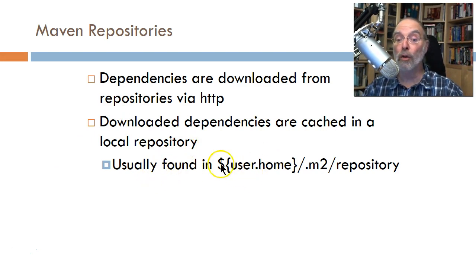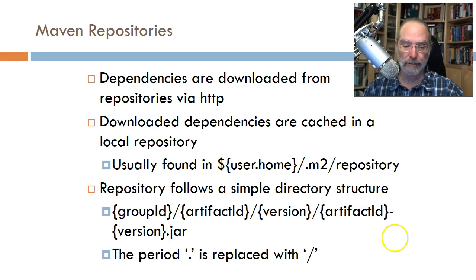And oh yes, that local repository is normally found in, well, let's take user home. The actual value here will vary from Linux to Windows. In Windows, it's in users, your login name, and then you'll find .m2. Inside of .m2 is a repository folder, and that's where everything will be placed.